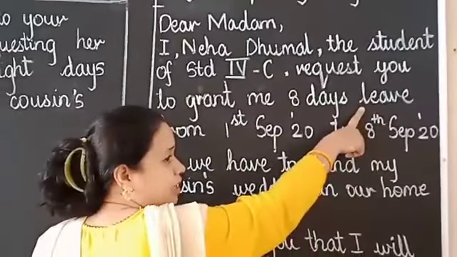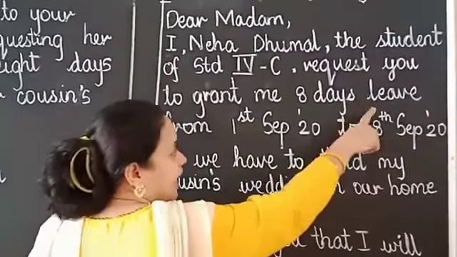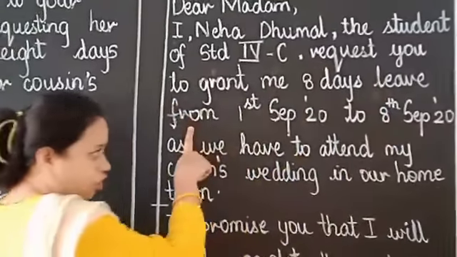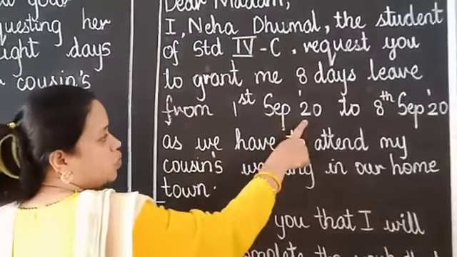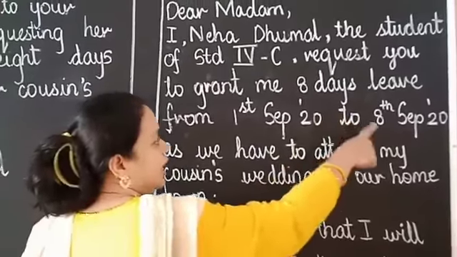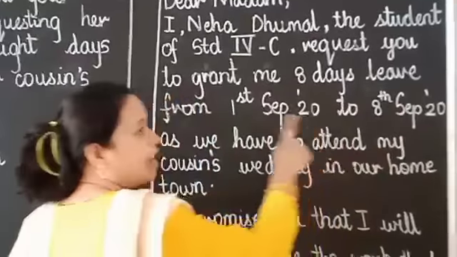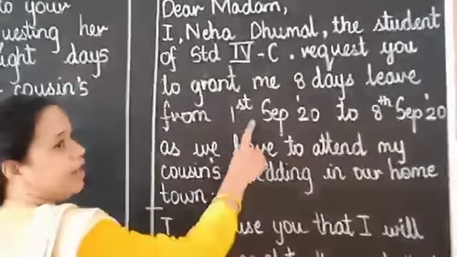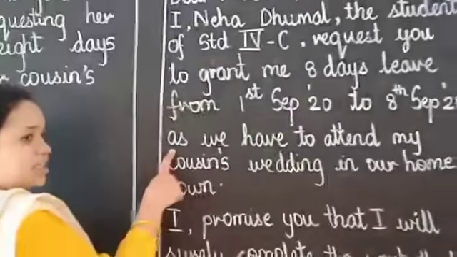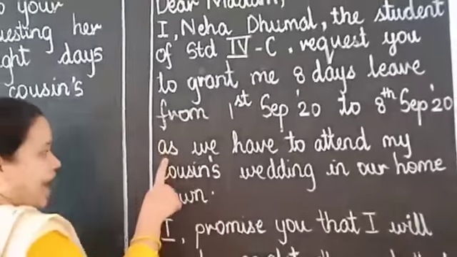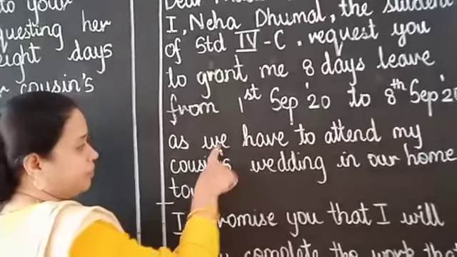Now, because it's a formal letter, we have to write to the point exactly. So, 8 days leave means beginning from 1st of September 2020 to 8th of September 2020. So, you are mentioning the exact date from when to when you wish to go on leave. Now, what is the reason? Why do you want a leave? As we have to attend. We means you and your family.